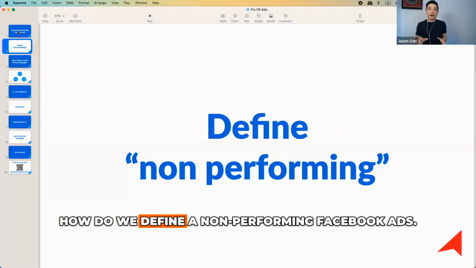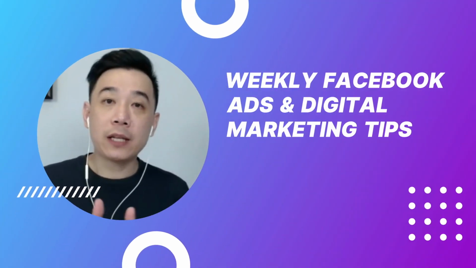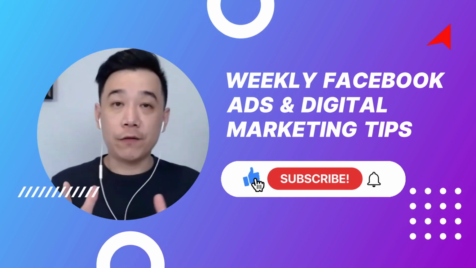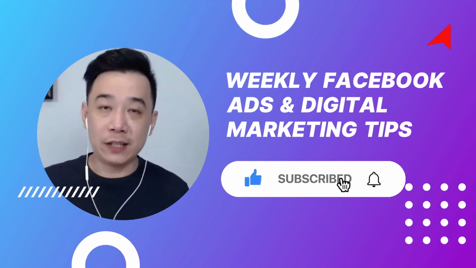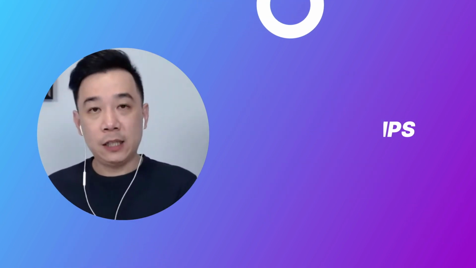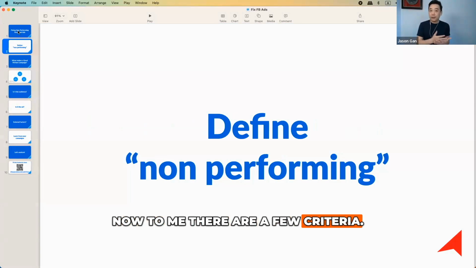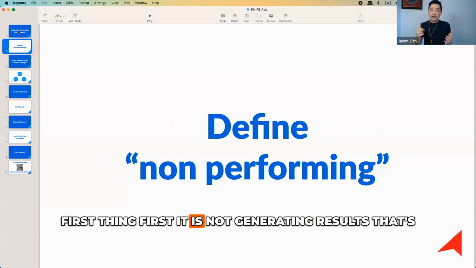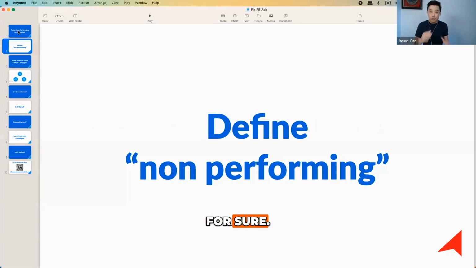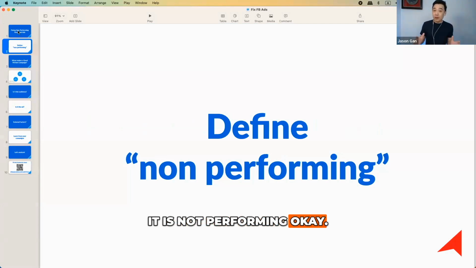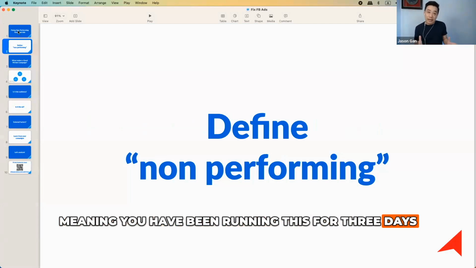How do we define a non-performing Facebook ad? Now, to me, there are a few criteria. First thing first, it is not generating results. That's for sure, it's not performing. Meaning you have been running this for 3 days at least.